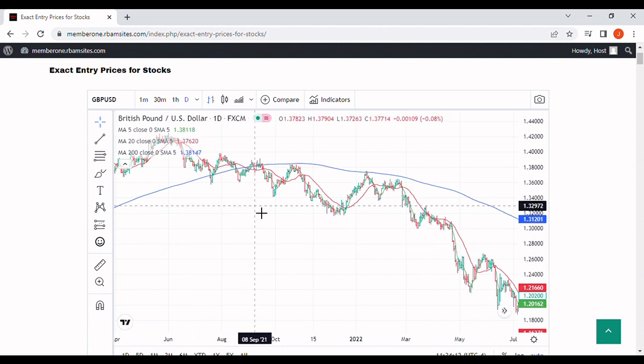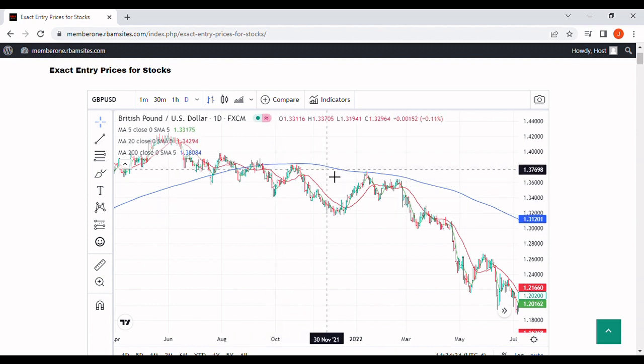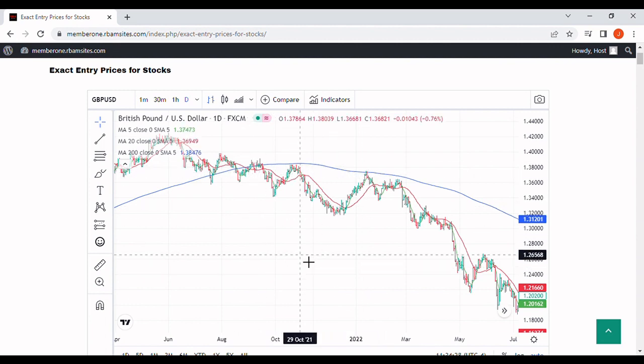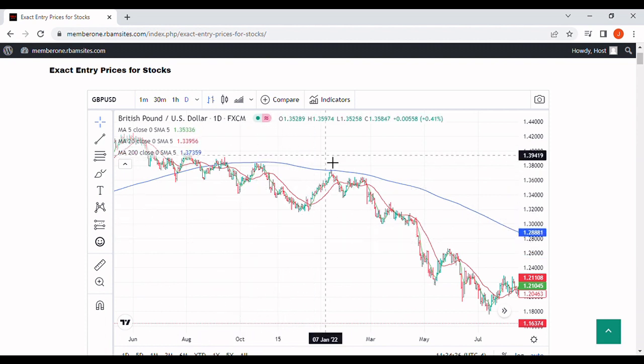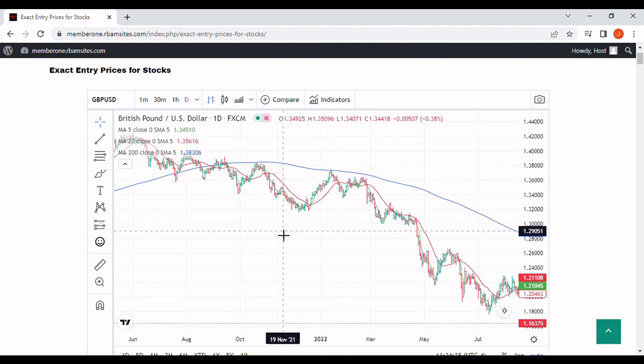We can see here September 8th, 2021, we had a violation of our 200-day moving average, and over the next month or two we had a rollover of the 200-day moving average, and this British pound entered into a bear market. That's the British pound against the US dollar. This is the cash market, cash forex, not the futures.